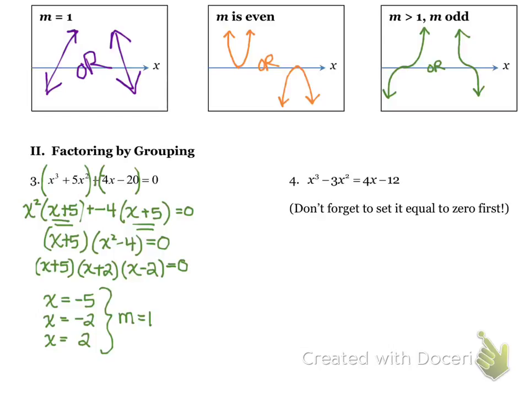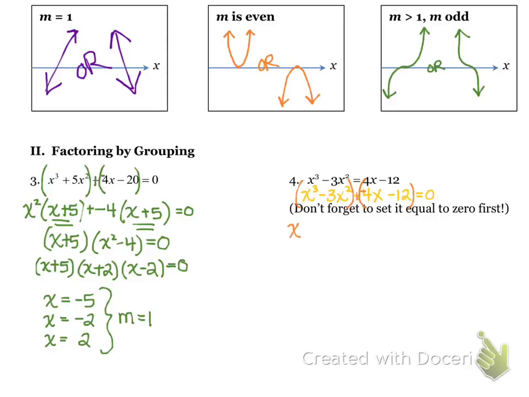Number 4 is a little bit different. It needs to be set equal to 0, just like you've always known when you factor. So I'm going to get x to the third minus 3x squared minus 4x minus 12. So now we can factor by grouping. I'm going to group the first two terms. I'm going to make this plus a negative, so I group that correctly.